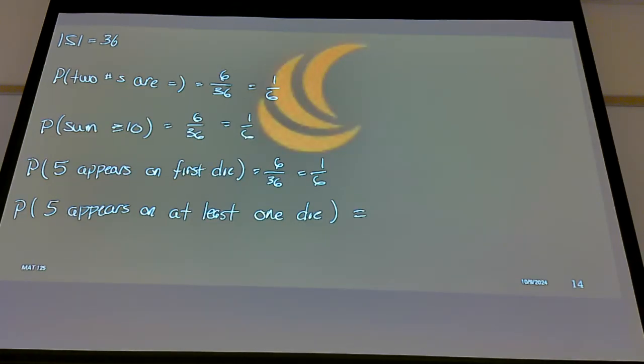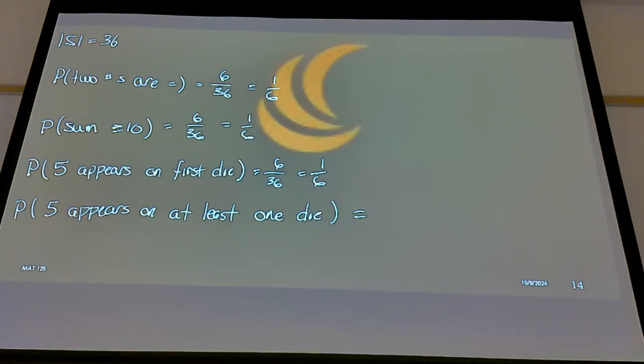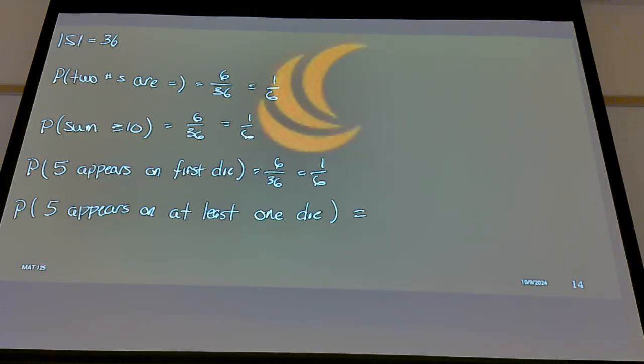How many ways can you roll a 5? It's on either die. You said 12. How'd you get 12? There's 6 possibilities in the first die and then 6 in the second.